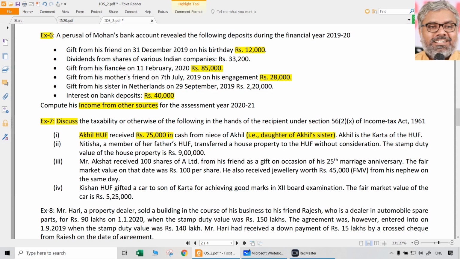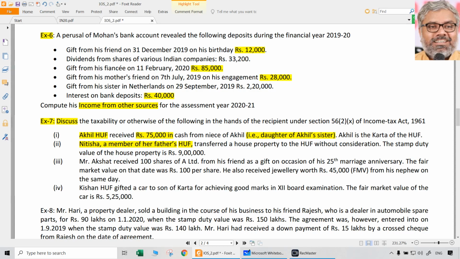Then Nitisha, member of her father's HUF, transferred house property to the HUF without consideration. The stamp duty value of the property is 9 lakhs. Not taxable. Why? Because she is a member of her father's HUF. So if she transfers a property to the HUF, nothing will be taxable in the hands of the HUF because the gift is received from a relative who is a member of the HUF.